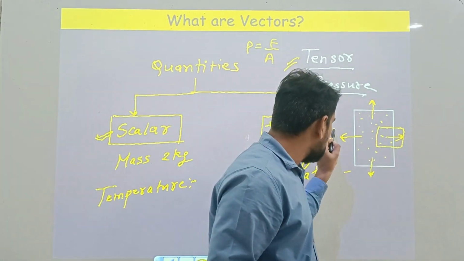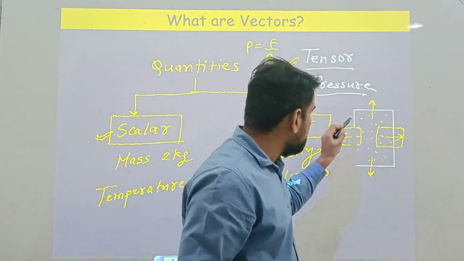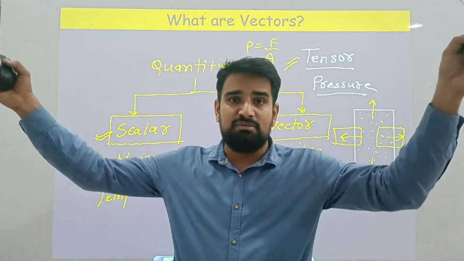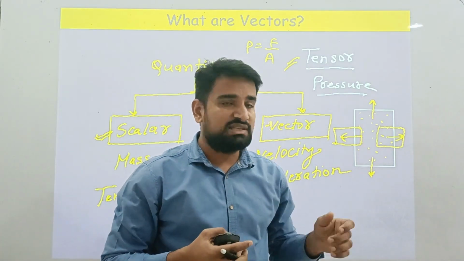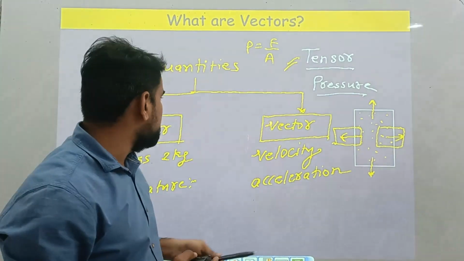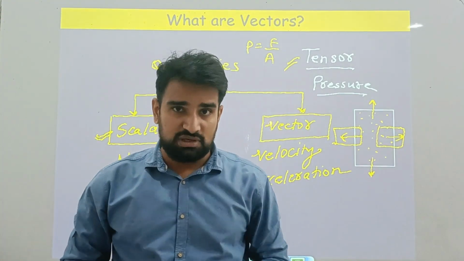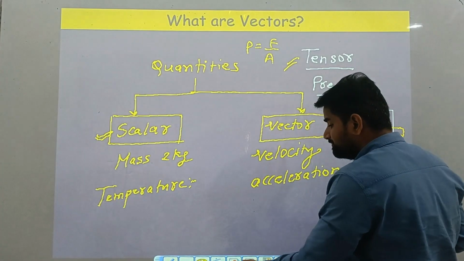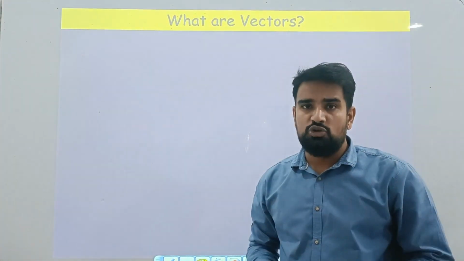If you look at this place, the pressure is in this direction. But if you look at the whole system, the pressure is in many directions. Okay, so it's a simple thing to understand. There are three types of quantities: scalar quantities, vector quantities, and tensor quantities. Let's move ahead, and now we will go through the vector quantities more specifically.